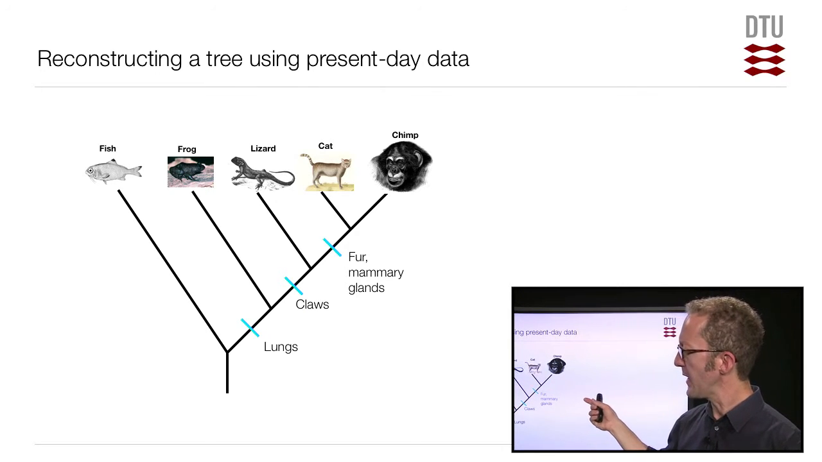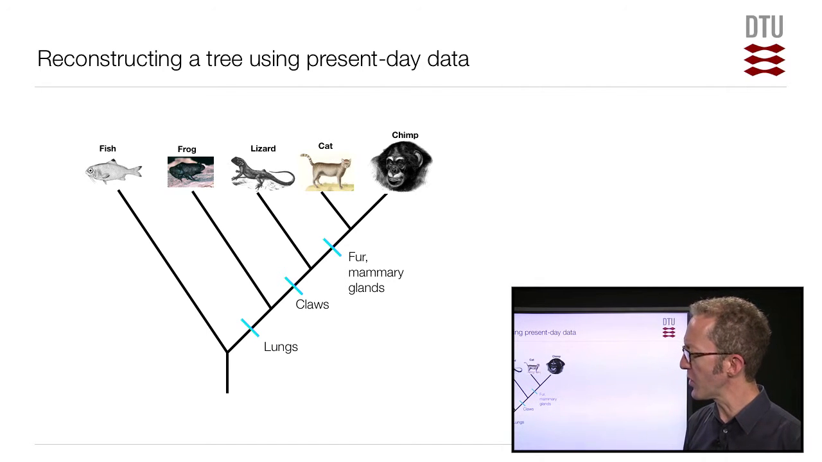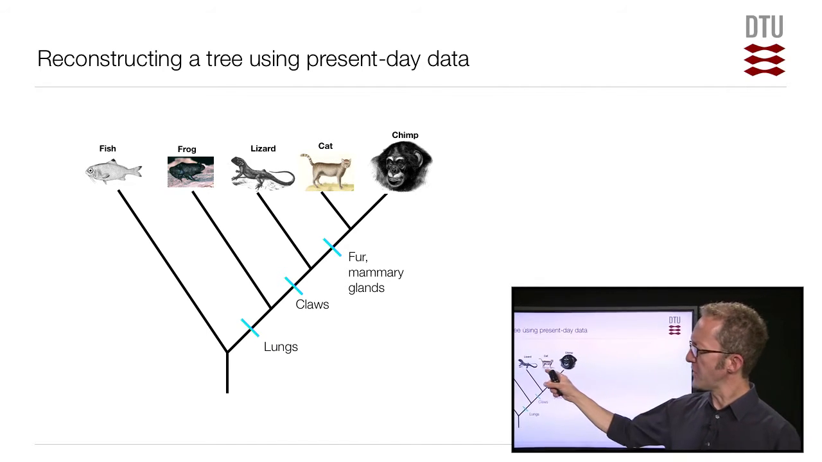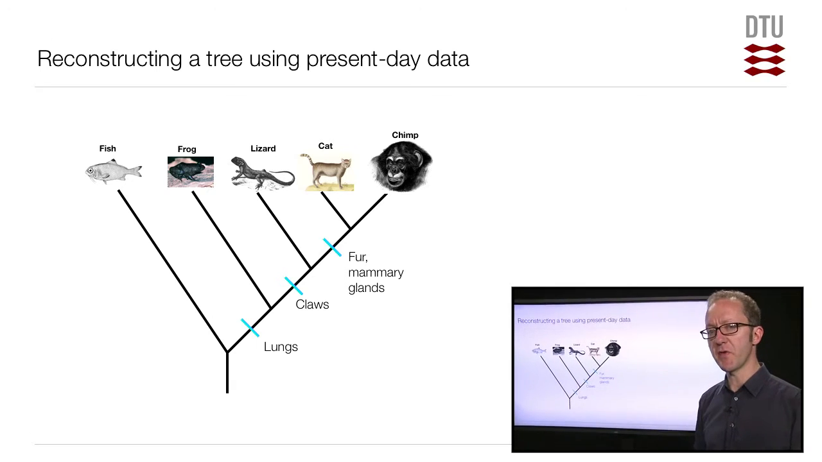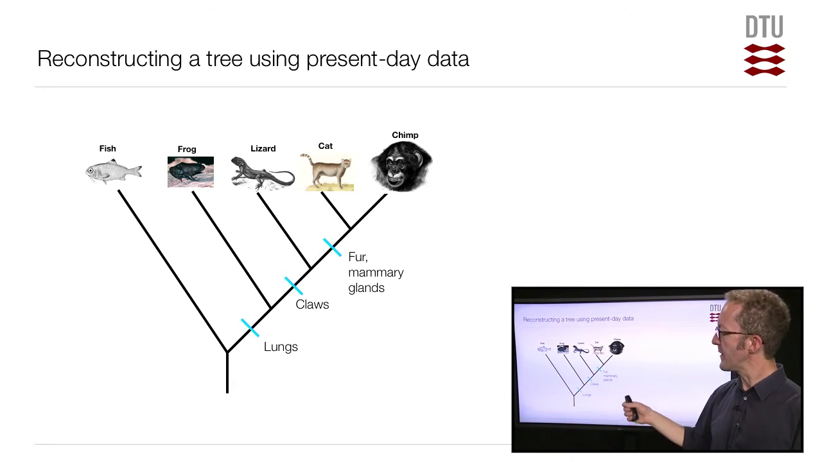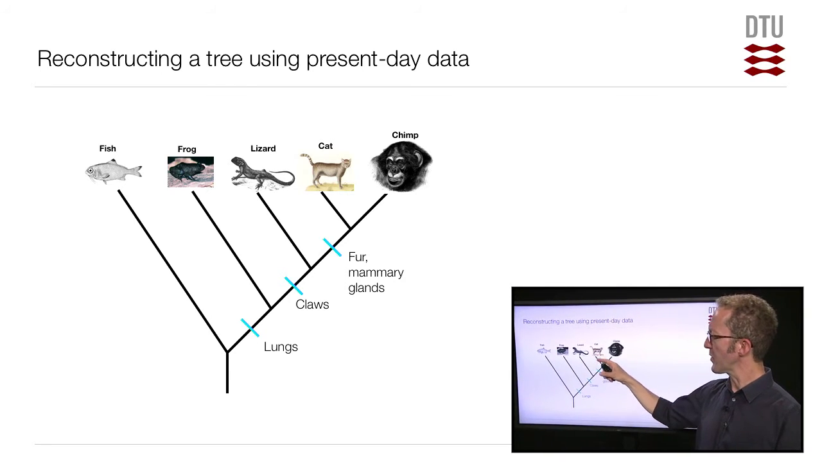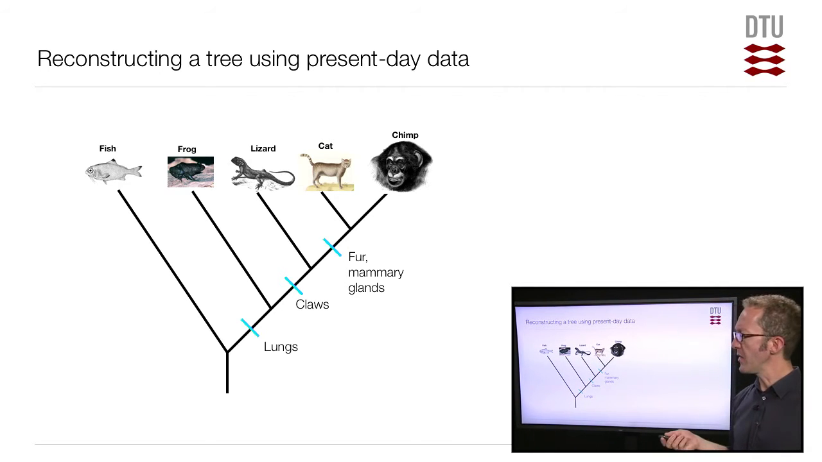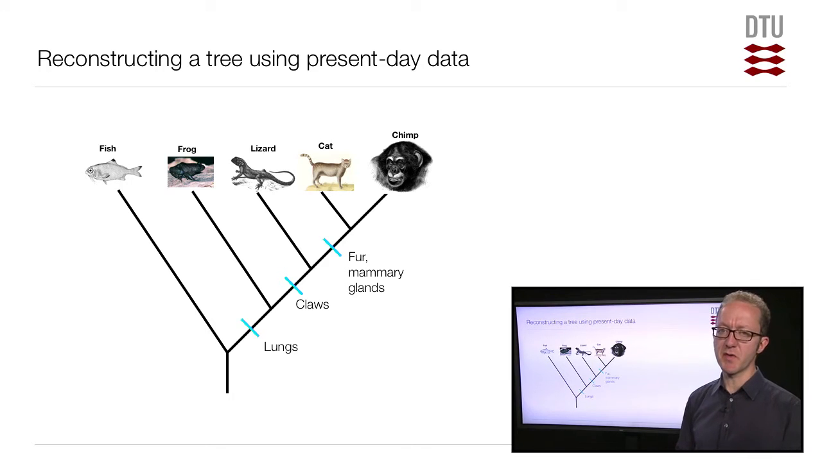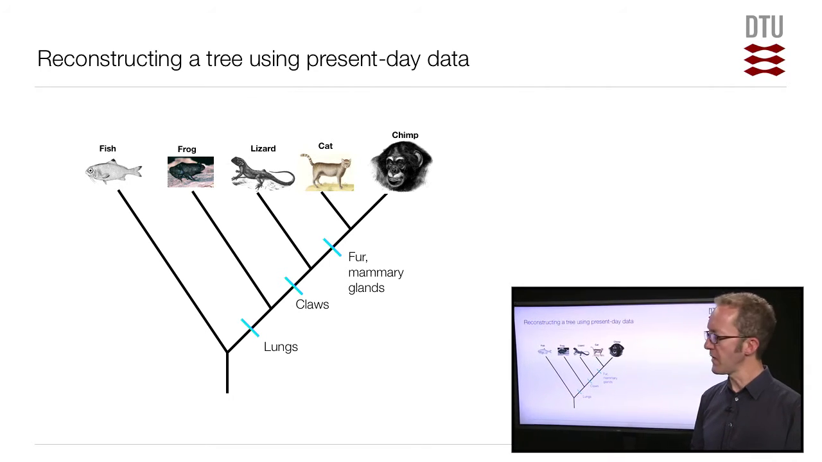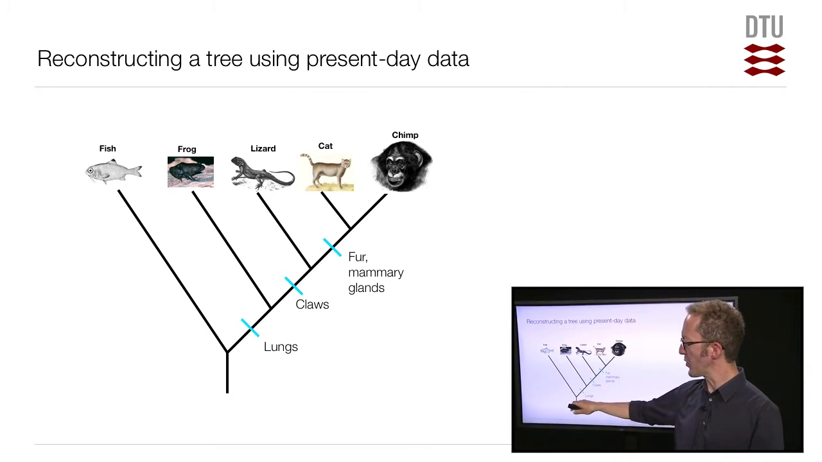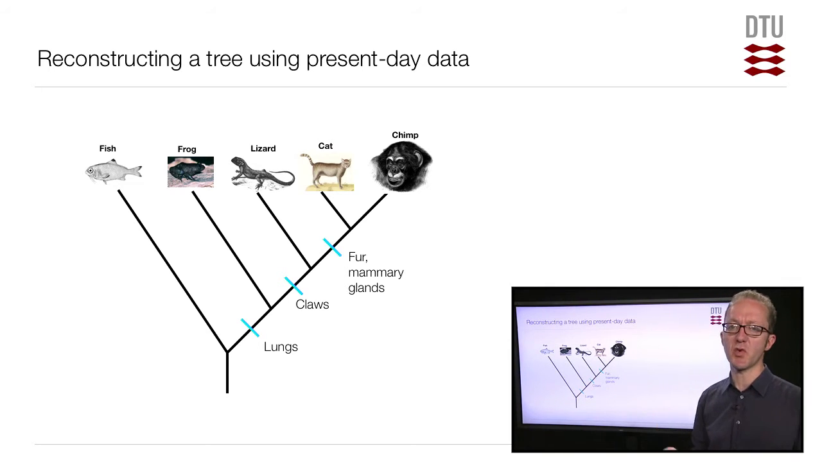So looking at this slide, if we start in the upper left corner with the fish, the fish is different from the rest of the organisms on this slide in that it has no lungs. The frog, the lizard, the cat, and the chimp all have lungs. The fish does not. Now, the simplest explanation for this state of affairs is that we know, first of all, that if we go far enough back in time, then all of these organisms will have had a common ancestor. We know these are all derived from a common ancestor.